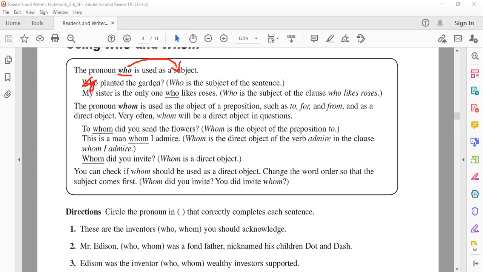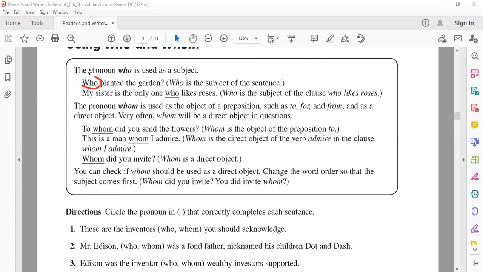You will read planted the garden. Planted the garden. Is it completed? If I say planted the garden, I have the verb planted and I have the object. But who did the action? Who did the action? So that's why I will use who. Obviously here, who will tell you who is the person who did the planting and who did the verb.